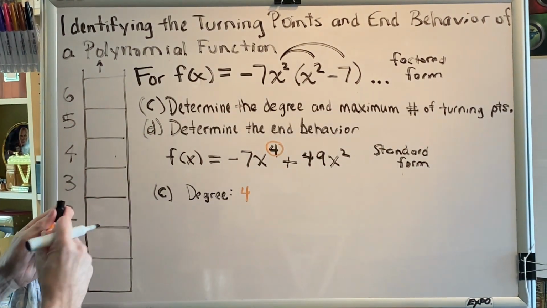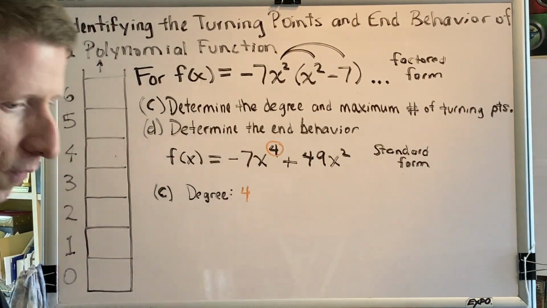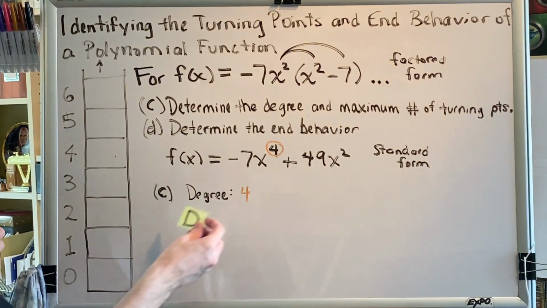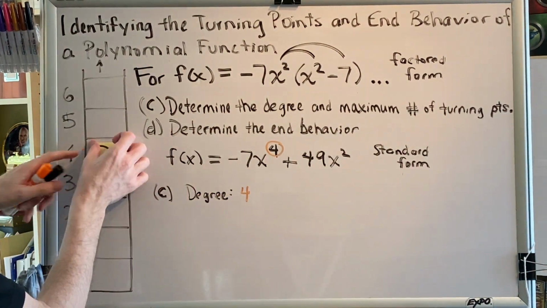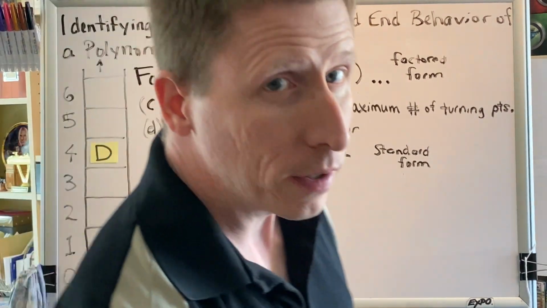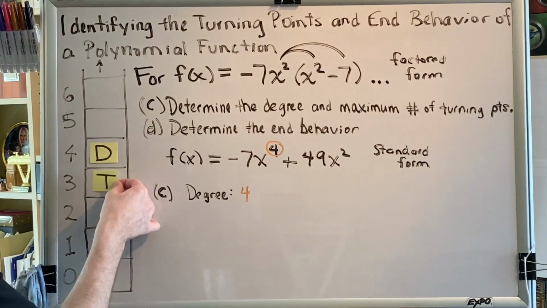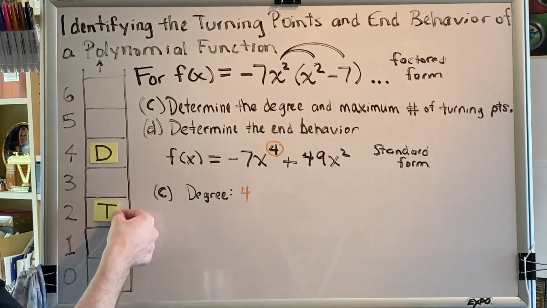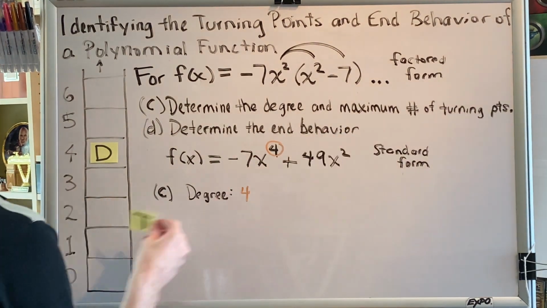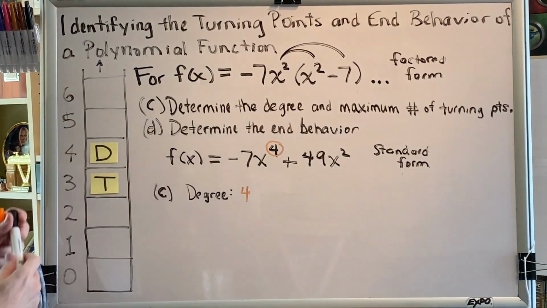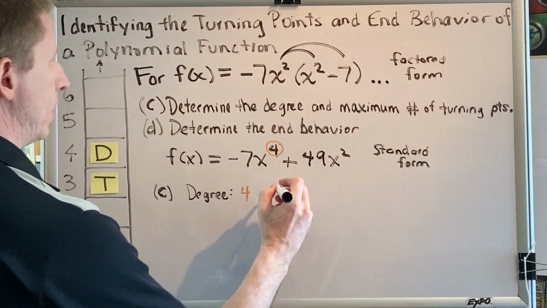To determine the maximum number of turning points, we'll use the math elevator. The degree is 4, so we'll put the d car on the 4th floor. We'll remember d over t, which means that the t car can be in any of these positions here, but the maximum number of turning points would be on the 3rd floor, so the maximum number of turning points is 3.